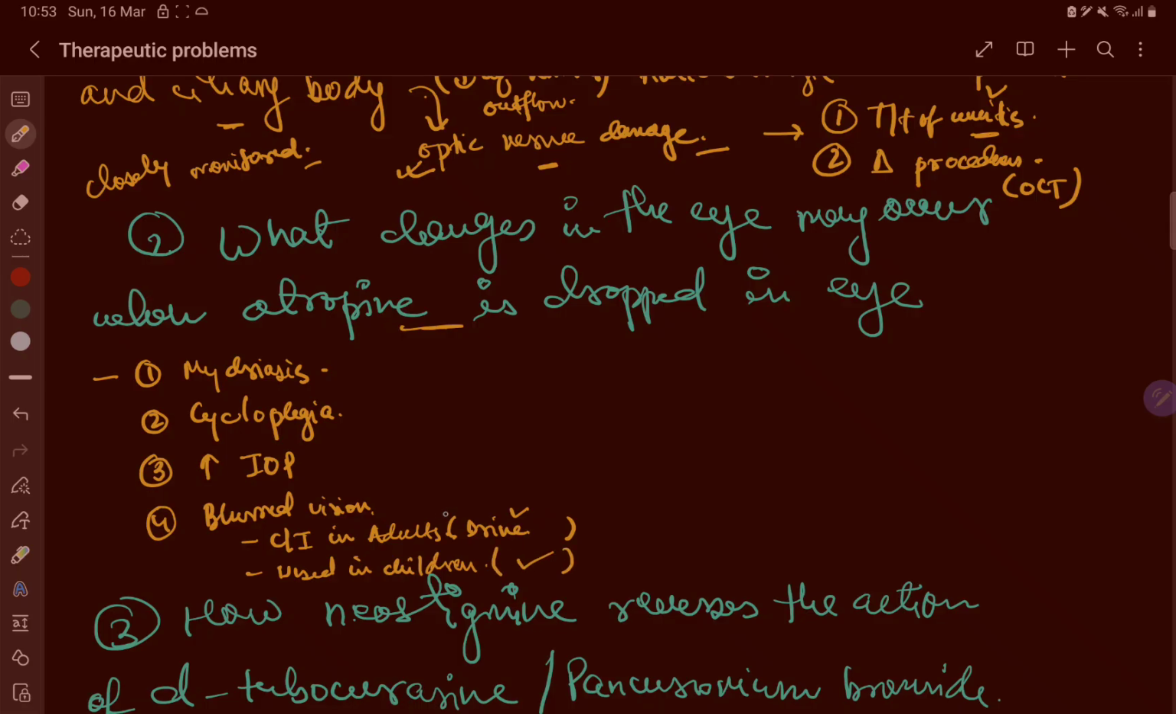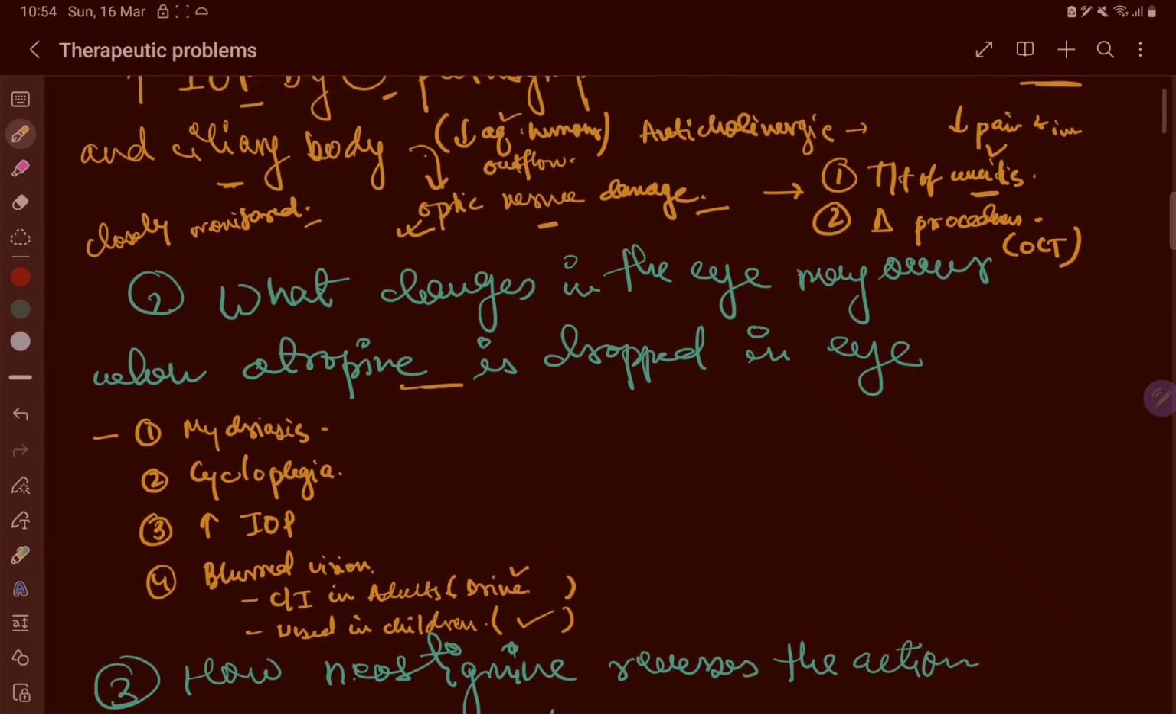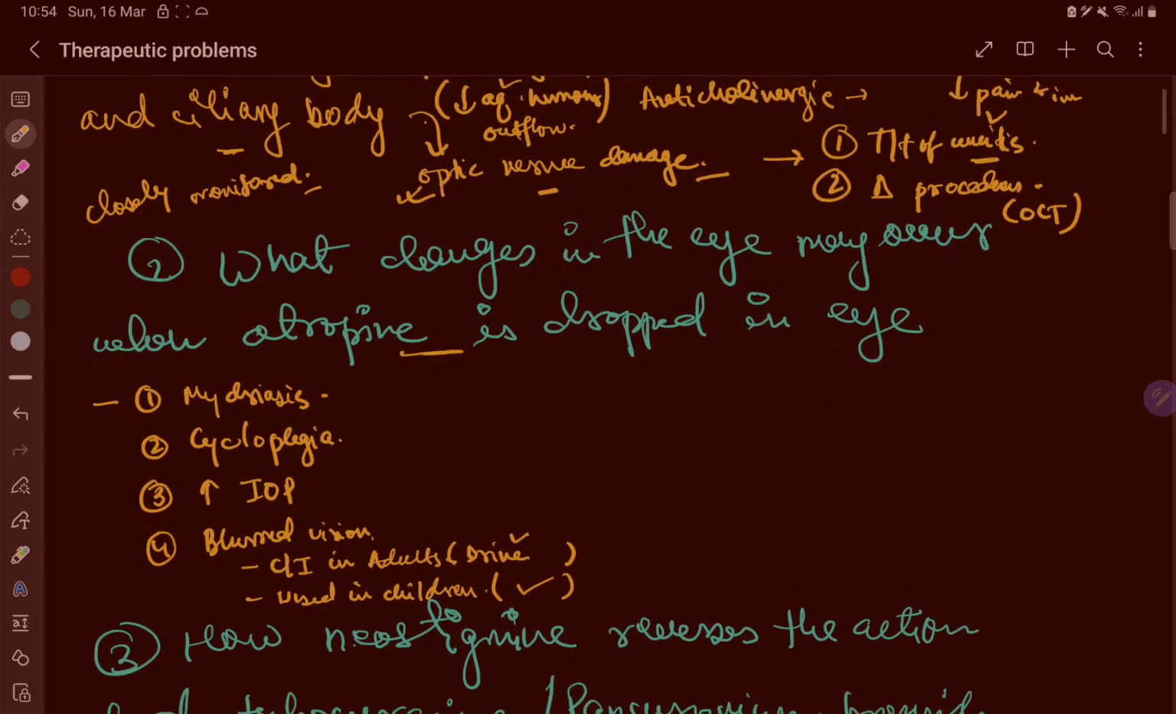Okay, so in adults, mostly tropicamide is used for refractive testing. Okay, but not for refractive testing, only for visualization of the retina, for retinoscopy and all. And you will learn more about this in your ophthalmology classes.